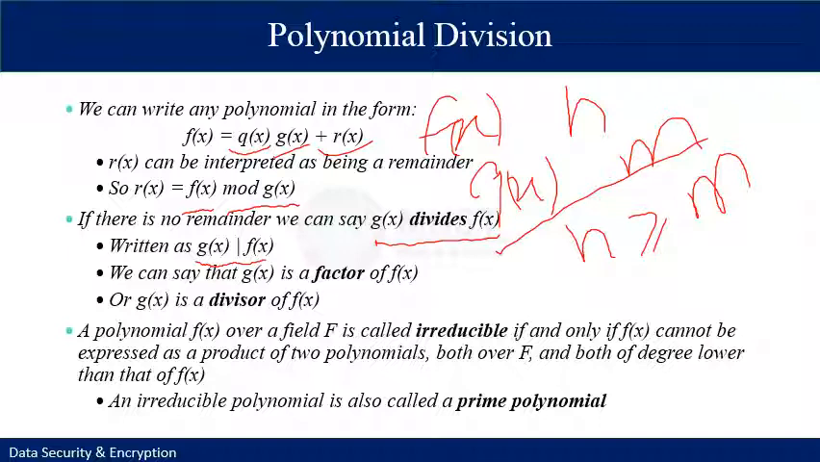A polynomial f of x over a field F is called irreducible if and only if f of x cannot be expressed as a product of two polynomials over F, both of degree lower than f of x. If you have such an equation which cannot be represented in such a way, this kind of polynomial is called irreducible. That means you cannot factorize it and cannot reduce its degree. An irreducible polynomial is called a prime polynomial.